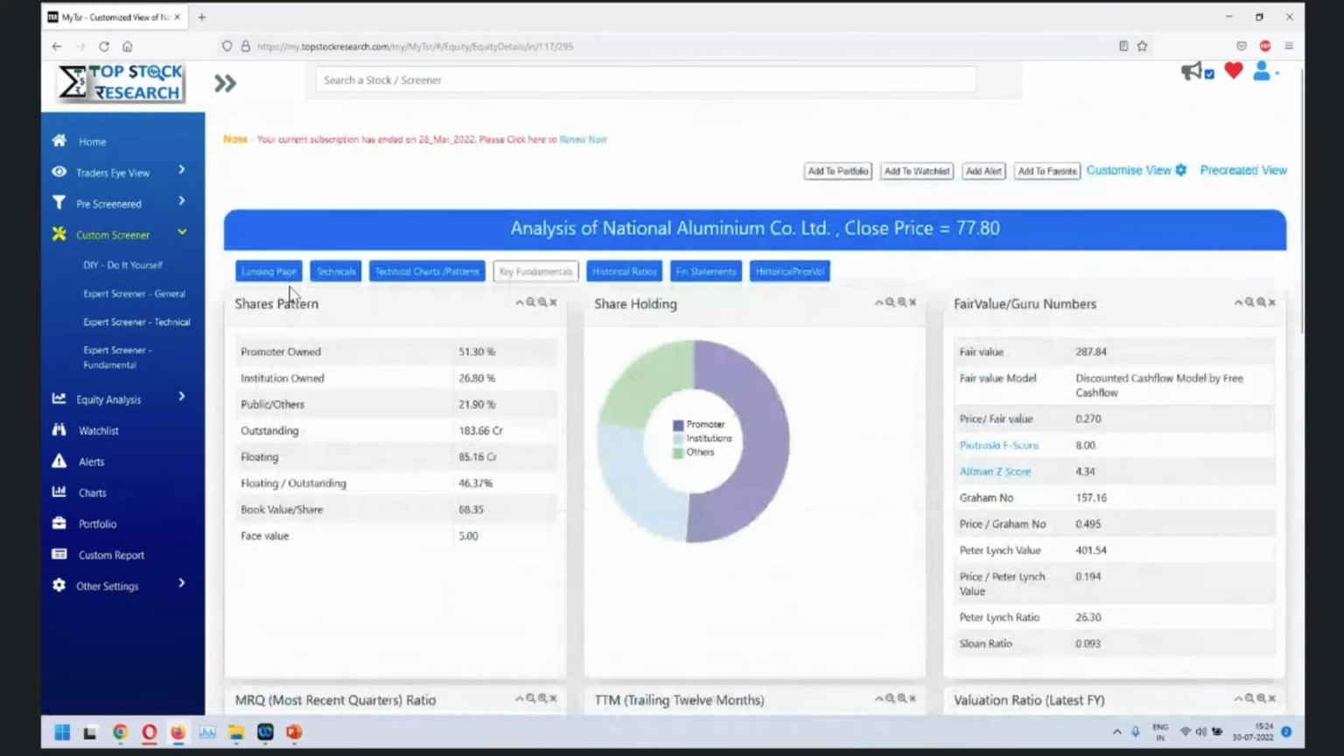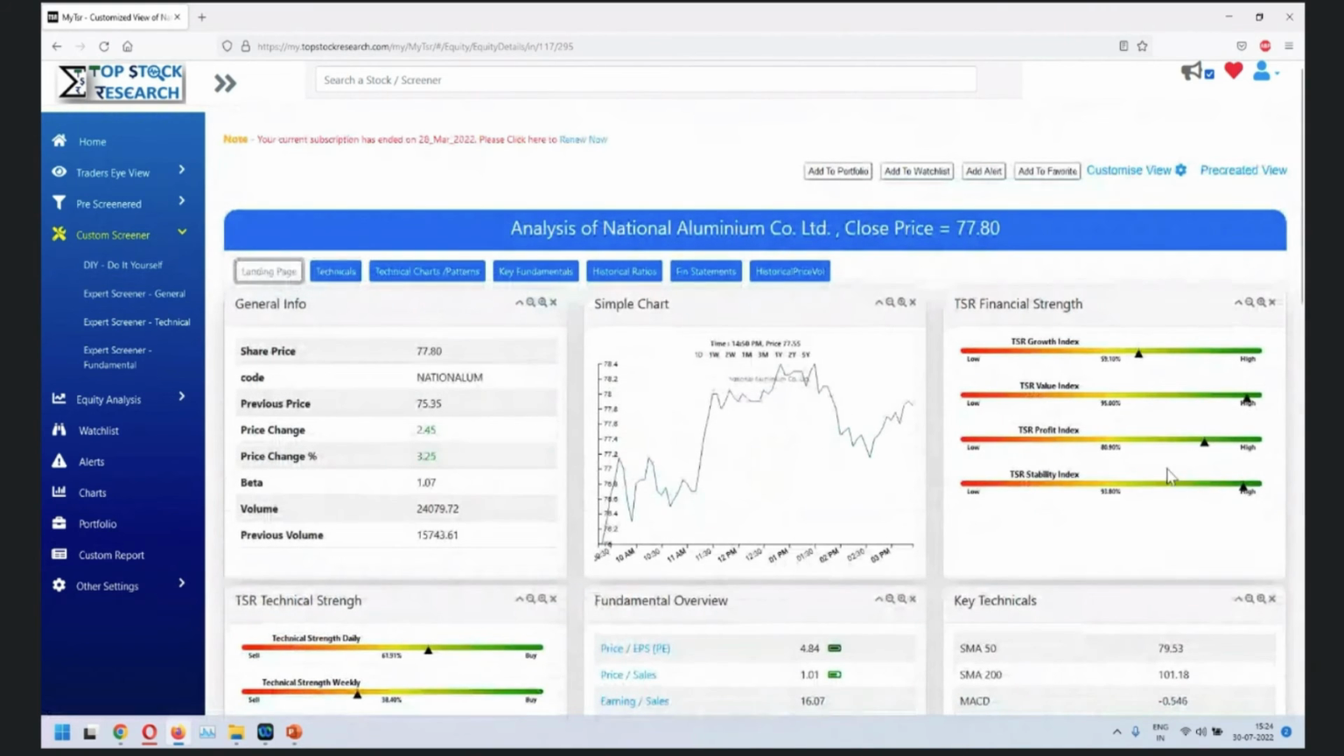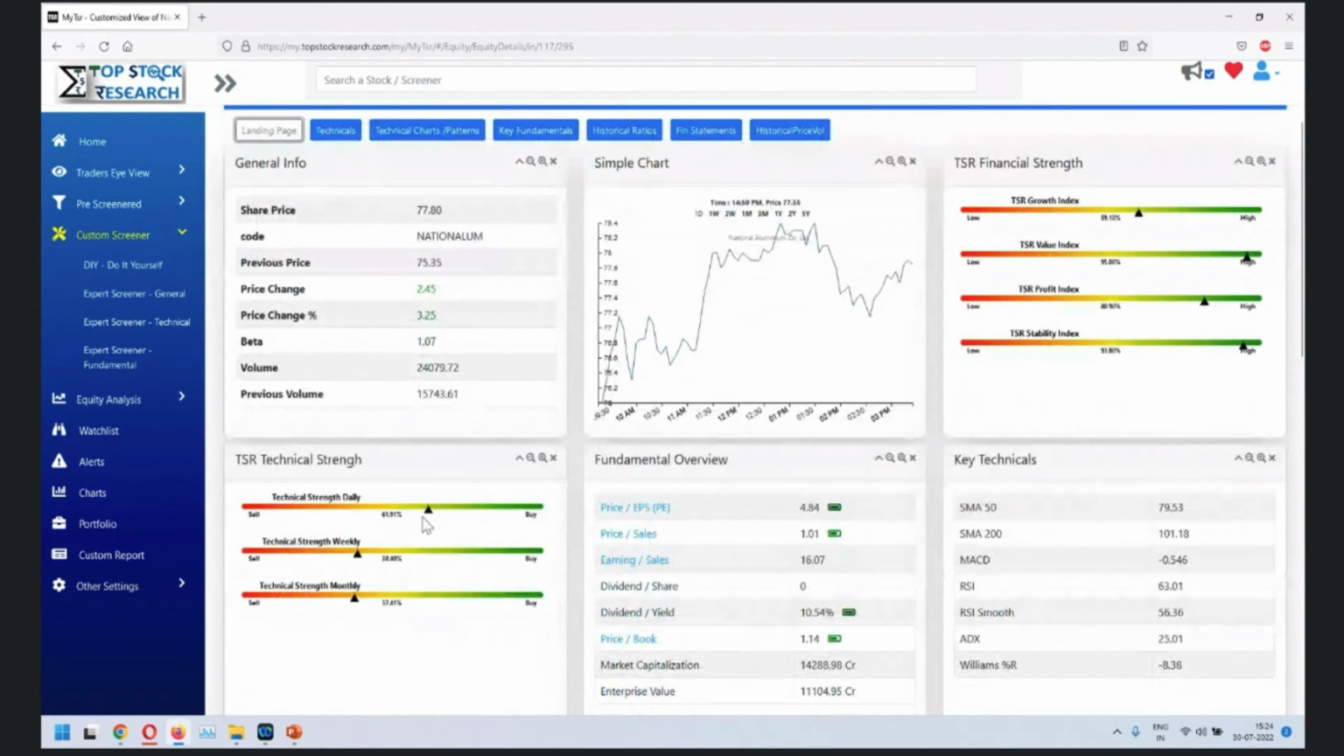Right? If you want to see where the profitability index is, the profitability index is almost at 80%, which is pretty high. So is stability. Right? So from stability, profitability, and value perspective, this is a good stock. From technical perspective on daily strength, it's again not bad. Right? It's still on the mild bullish side.